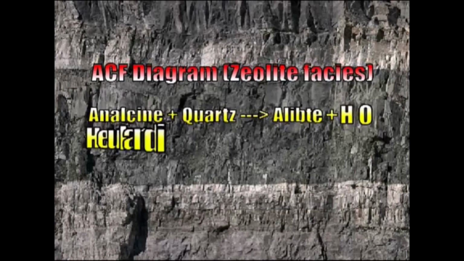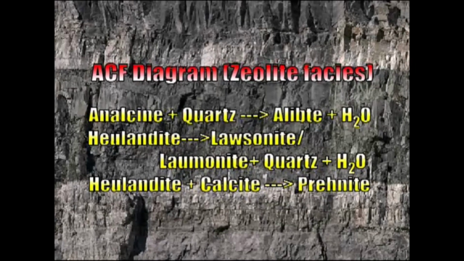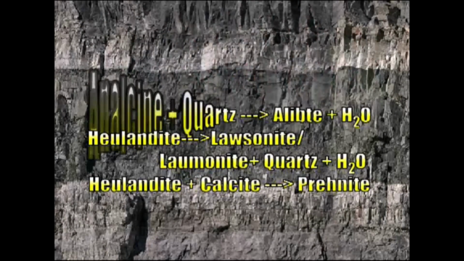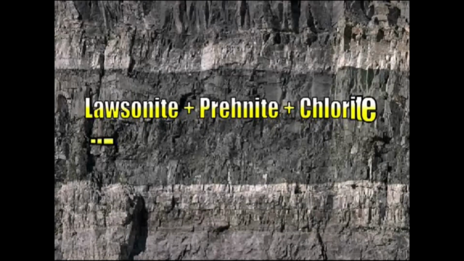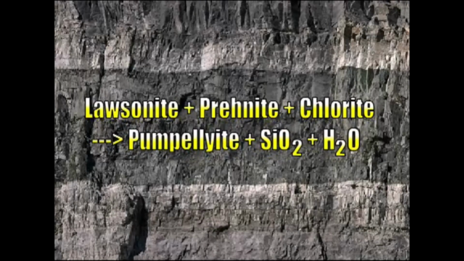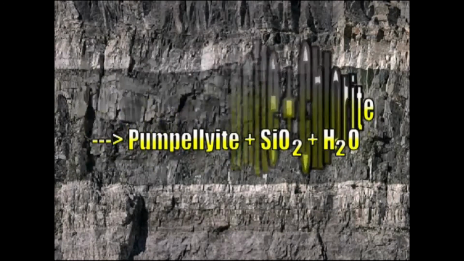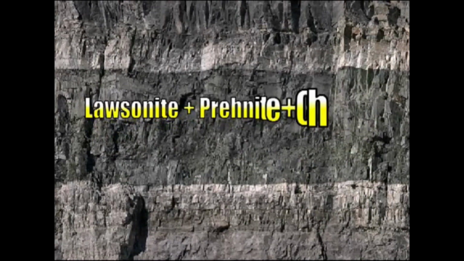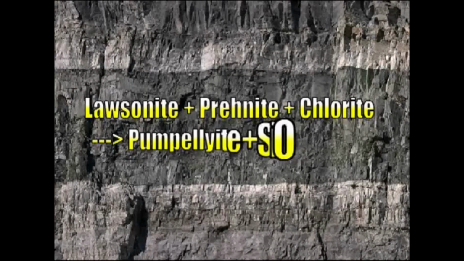Prehnite is formed by the following reaction: hollandite plus calcite gives rise to prehnite plus water plus CO2. This is followed by the formation of pumpellyite through the reaction: 5 laumontite plus prehnite plus chlorite give rise to pumpellyite plus quartz plus water.